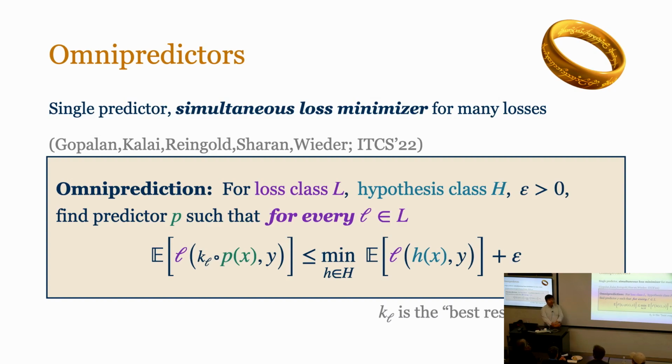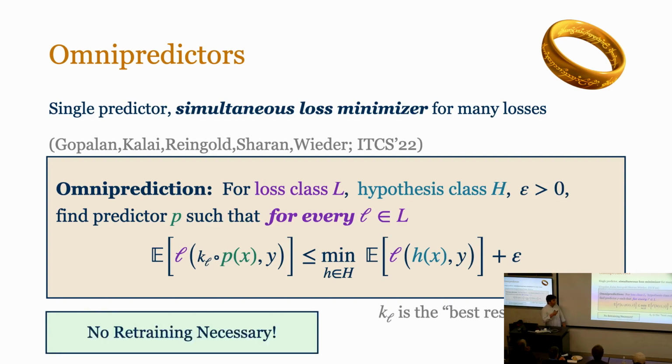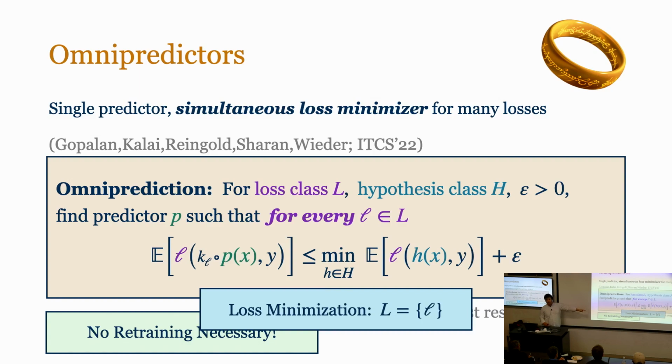But KL doesn't depend on P in particular. KL does not depend on P. If you tell me L, I can tell you KL, right? And typically it's very efficient to compute. So what this means is that there's no retraining necessary. If you can achieve this definition, then for every loss in the class, P encodes the optimal decisions. Because given some L in the class, I know what KL is, and I can just compute KL composed with P. Okay, and just so that we're all on the same page, if I took this capital L to be a singleton, then I just recover the loss minimization guarantee. Okay, any questions on the definition of Omniprediction?